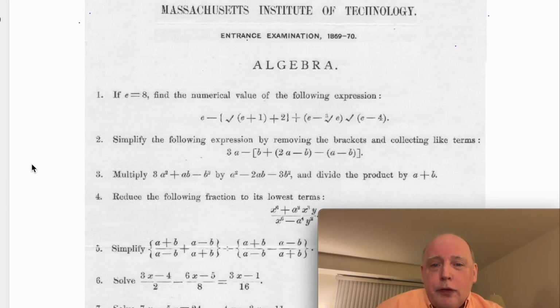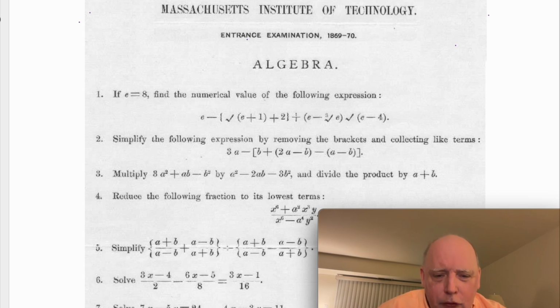Hi guys, so this is the MIT entrance exam from way back in 1869. So it's mostly algebra and let's see what these problems were like from 1869 for this prestigious school. As you can see, the date here is June 7th, 1869. So let's look at the first one.